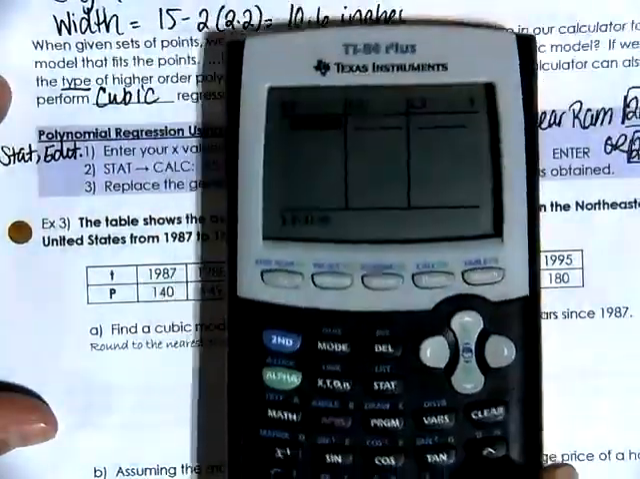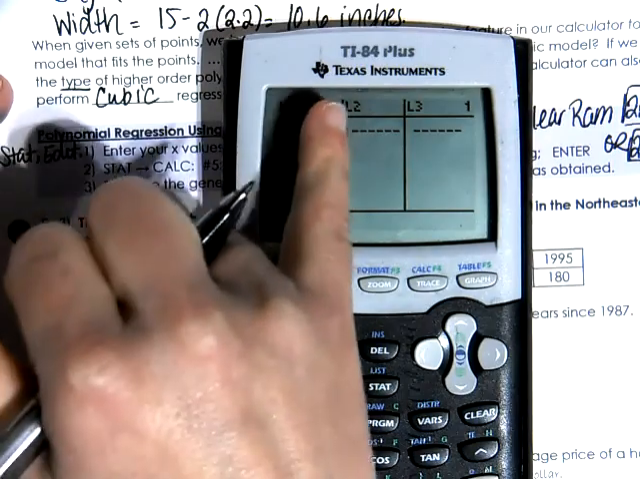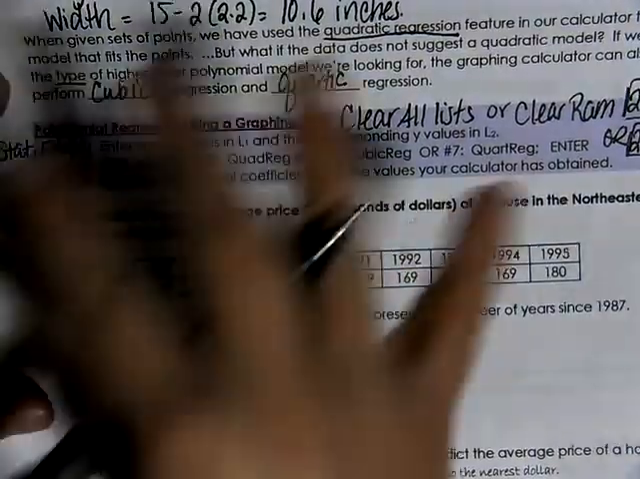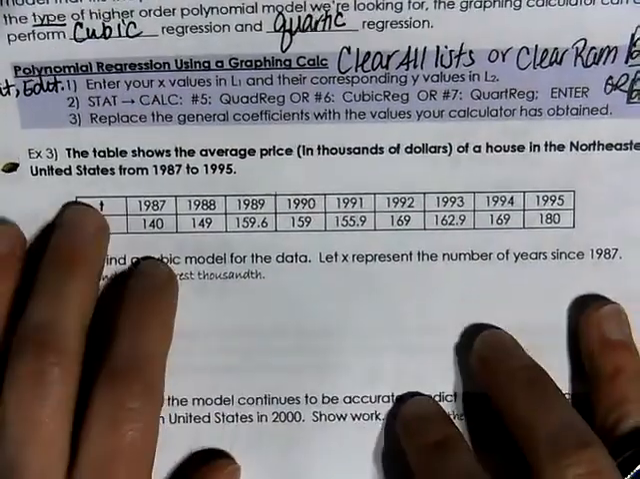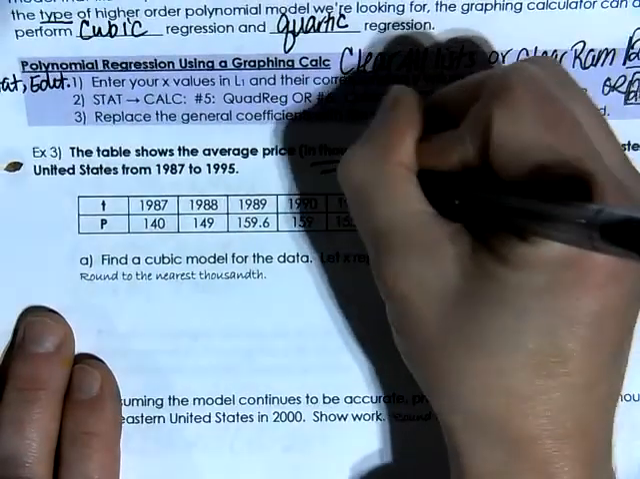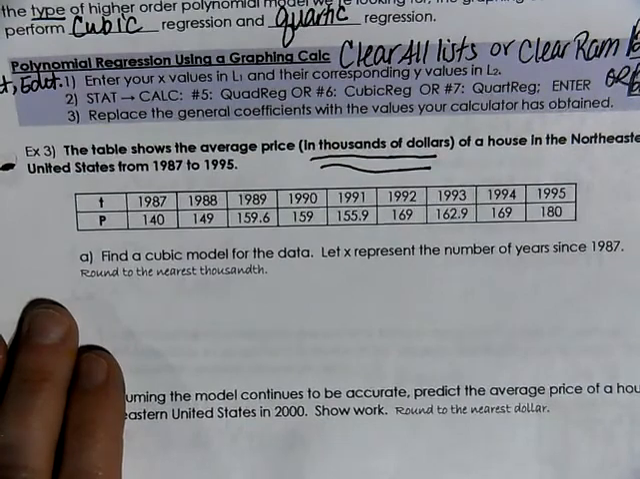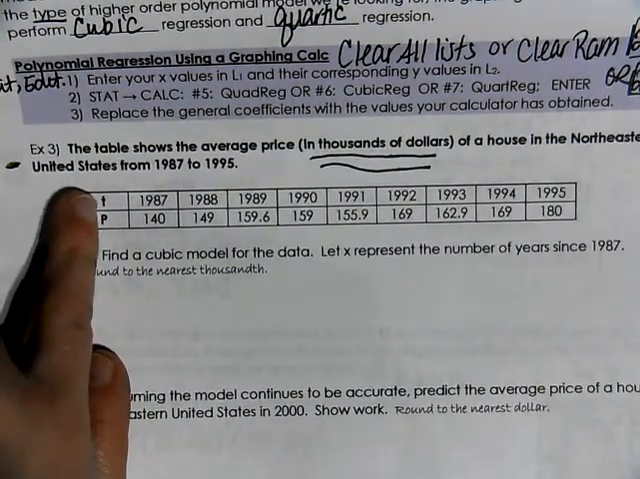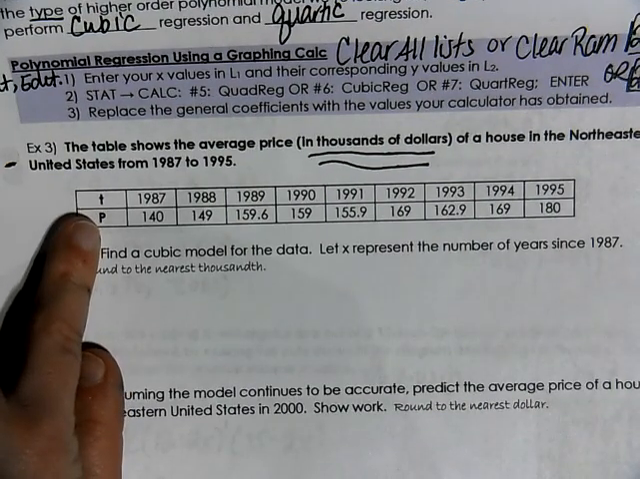And then what you're going to see is L1 and L2. L1 represents your list of X values, and L2 will represent your list of Y values. And then we will do regression, but let's go ahead and get started with this example first. It says the table shows the average price in thousands of dollars, so that's going to be important, of a house in northeastern United States from 1987 to 1995. So T represents our year that we're talking about, and P represents the price.